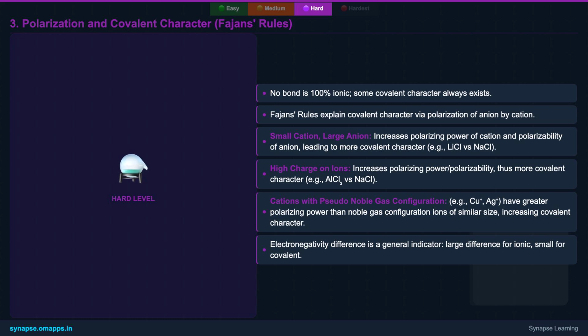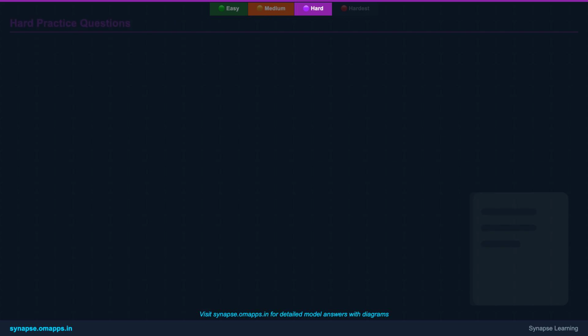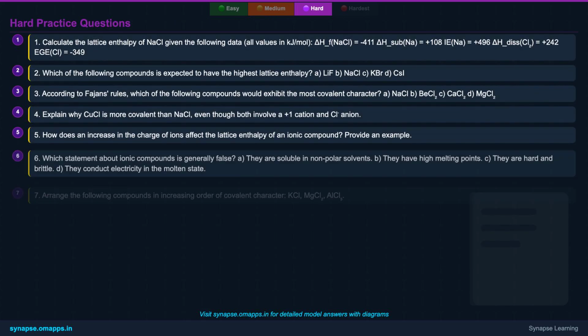Also, cations with a pseudo-noble gas configuration, like Cu+, are more polarizing than noble gas configuration ions of similar size, enhancing covalent character. You've tackled some complex ideas.